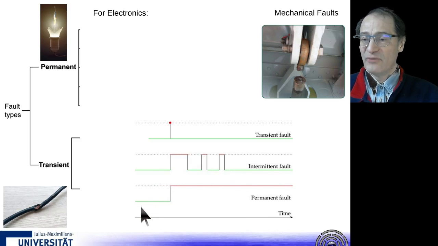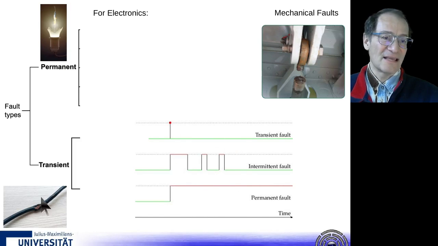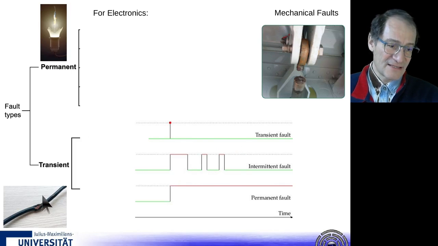On the permanent fault, the most simple, it was working properly, then there is an event here, and then it stops working forever until you repair it, like here and like here. And these others are, in this case, transient errors.